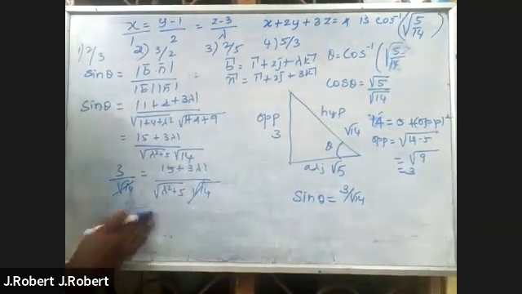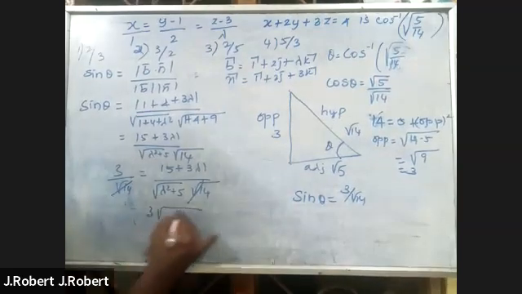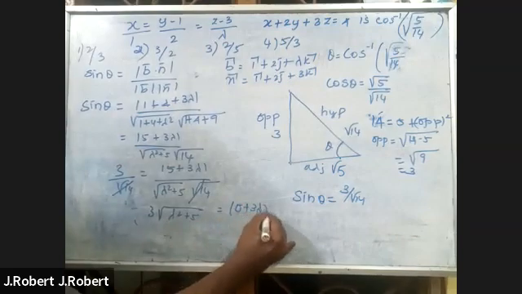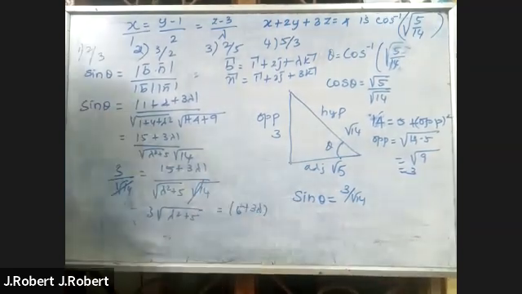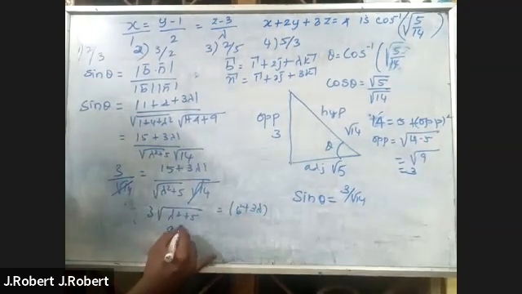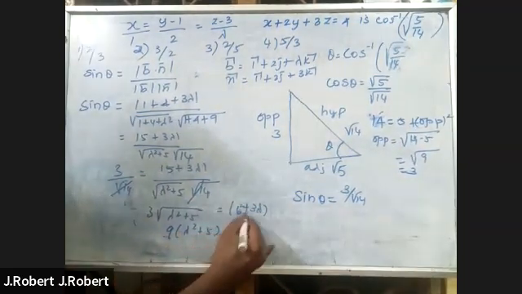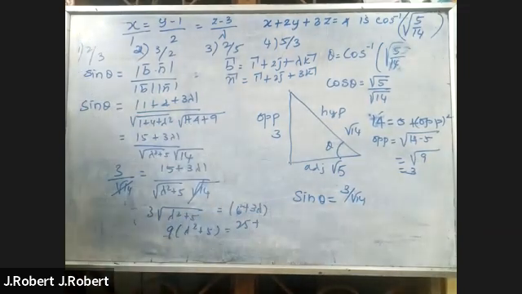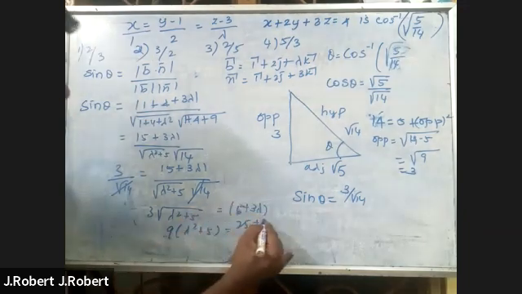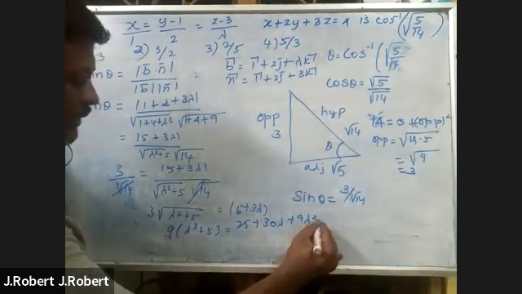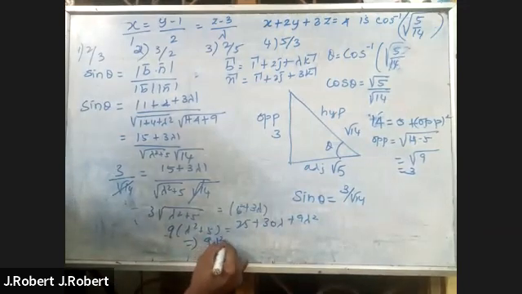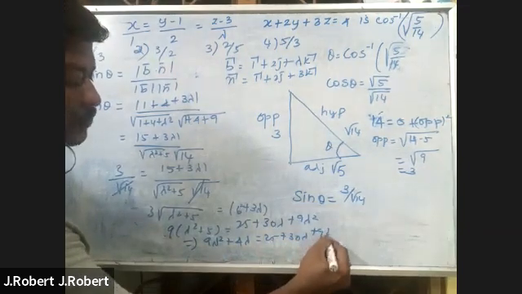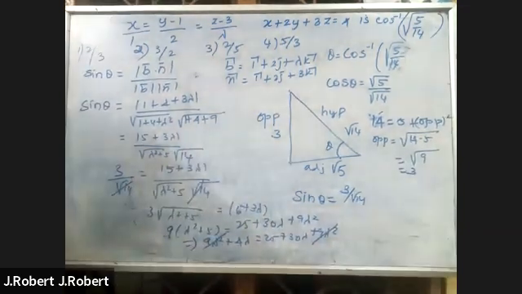Root 14 cancels. Cross multiplying, 3 into square root of lambda square plus 5 is equals to 5 plus 3 lambda. Squaring on both sides, we'll get 9 into lambda square plus 5, equals 5 square 25 plus 2 into 5 into 3, 5 3s are 15, 30 lambda plus 9 lambda square. This implies 9 lambda square plus 45 equals to 25 plus 30 lambda plus 9 lambda square. 9 lambda square will get cancelled.